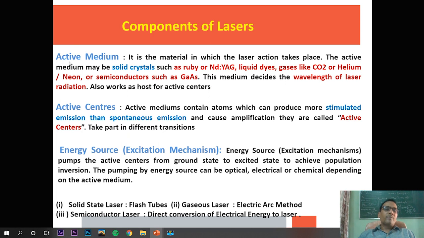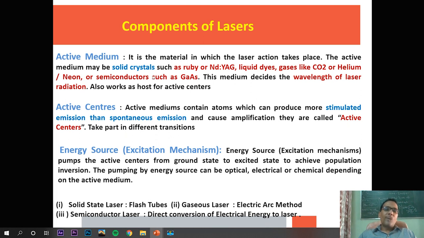In order to get laser practically, we must have the following components. First one is the active medium. These are actually the lasing materials, the material in which the laser action takes place. The active medium may be solid crystals, like in ruby lasers and YAG laser, liquid dyes, or gases like carbon dioxide or helium neon gases.